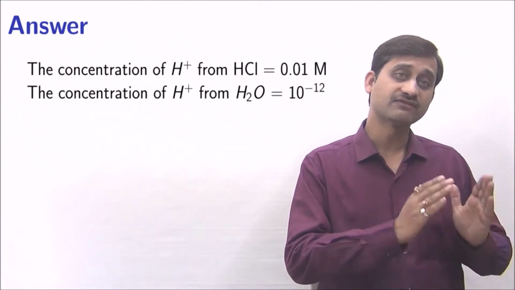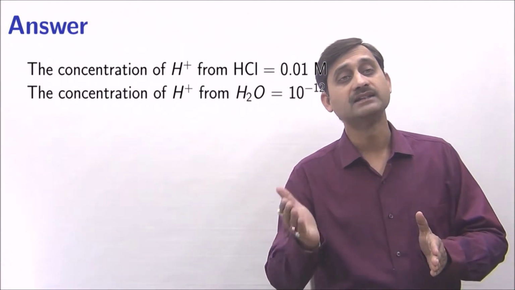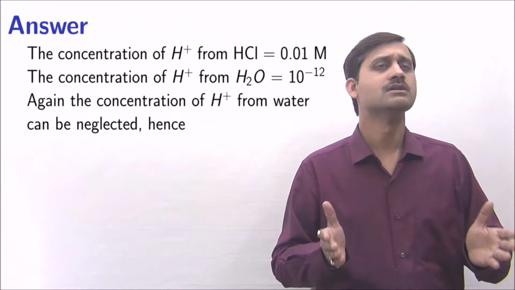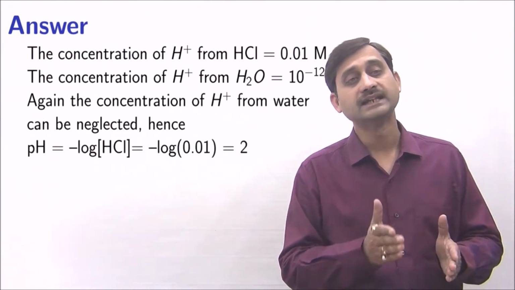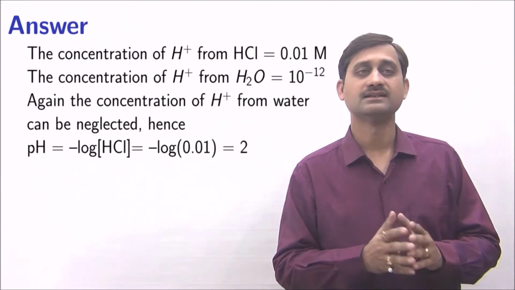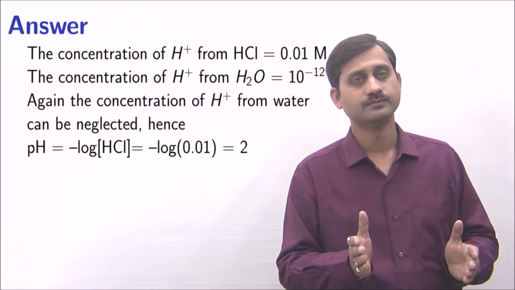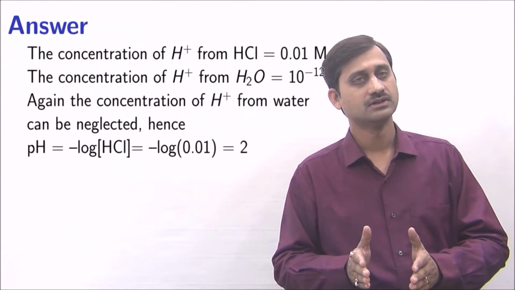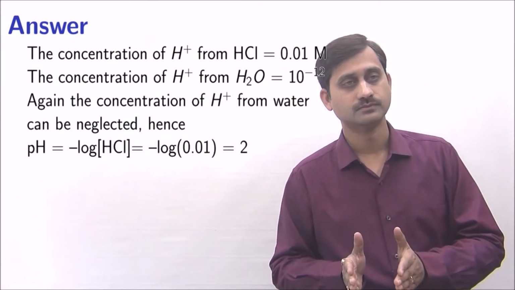The concentration of H plus from H2O would turn out to be 10 raised to power minus 12. Again, the concentration of H plus from water must be neglected. Hence, pH is the negative log of HCl concentration. That means it is the negative log of 0.01 and that's 2.